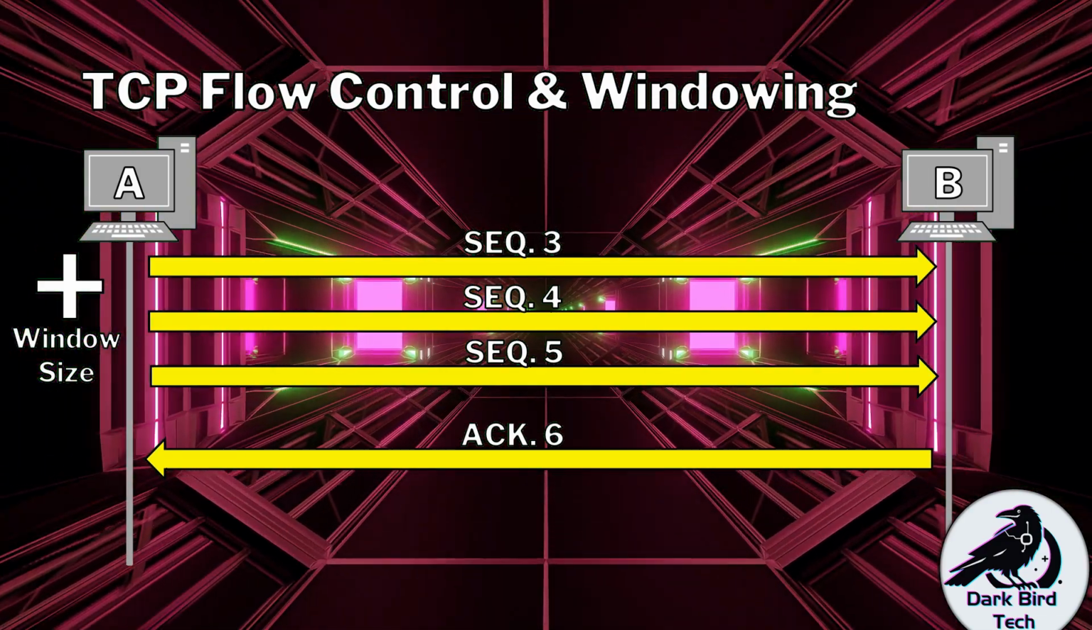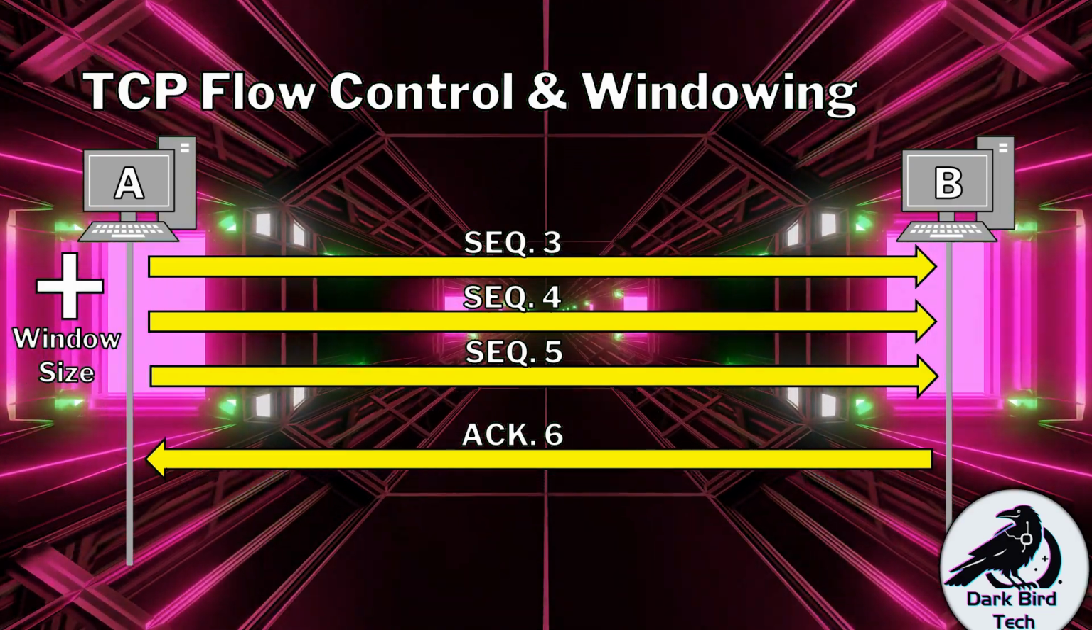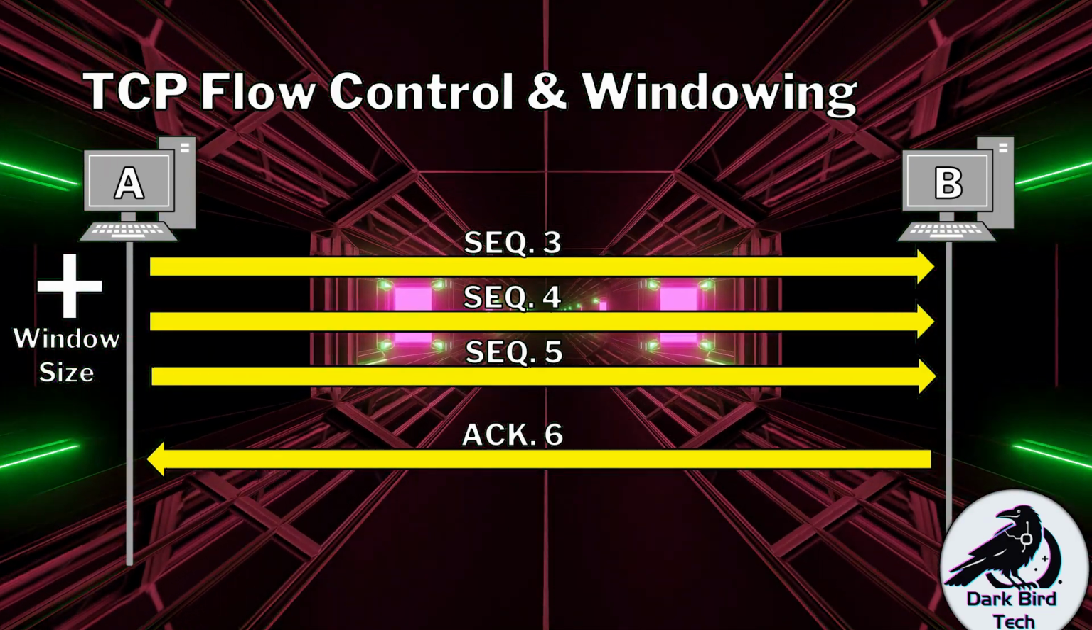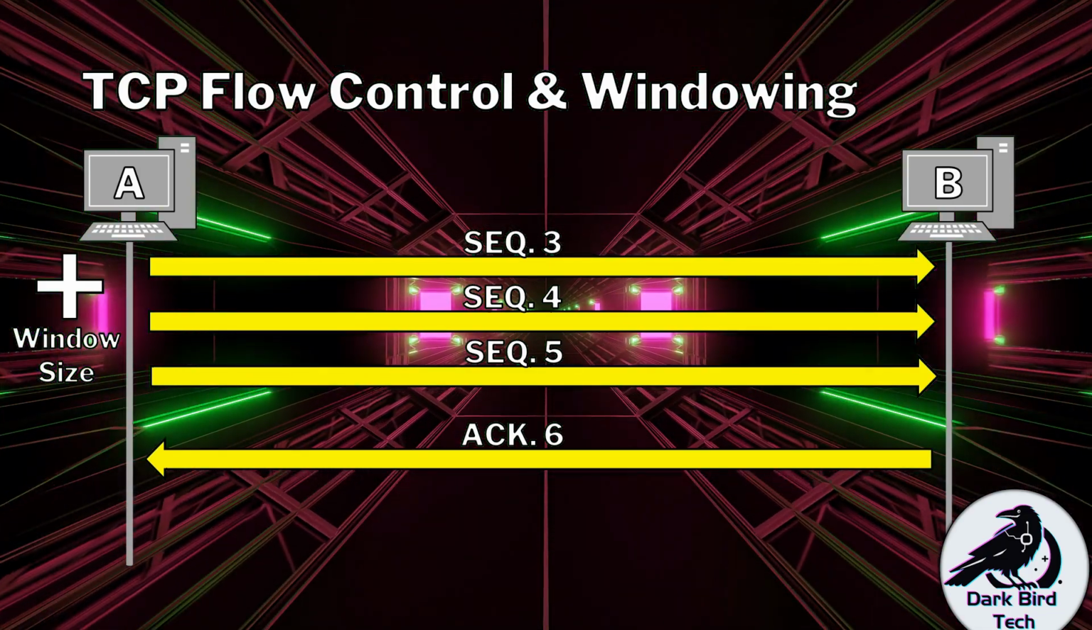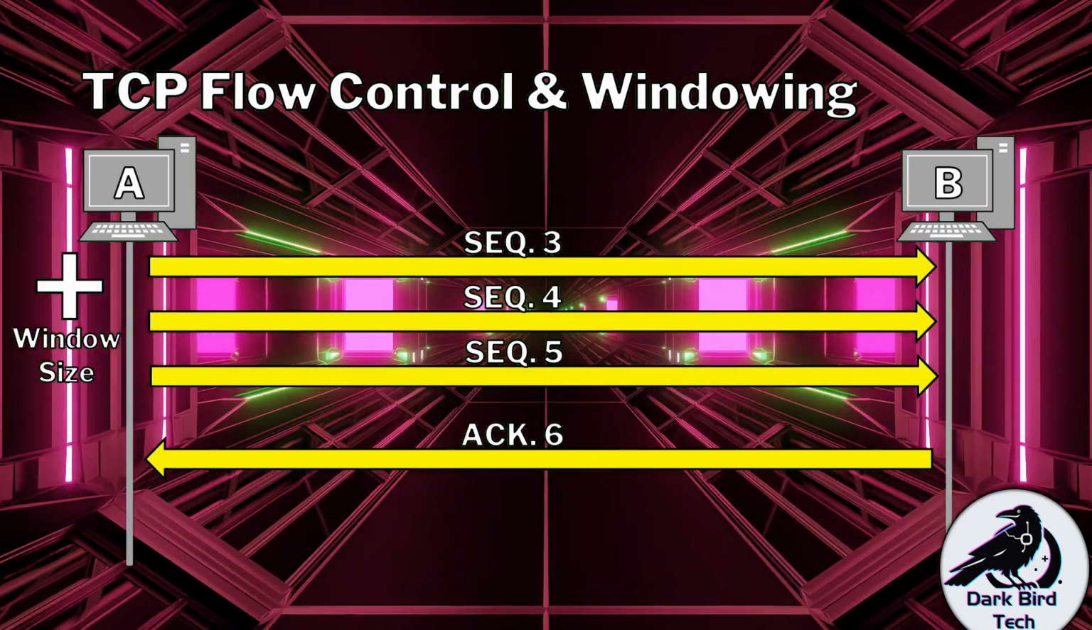But what if B couldn't handle 3 at once? Maybe B could handle 2 at once. Well, then B would have acknowledged that it's ready for sequence number 5. Cool. That's not too bad either.